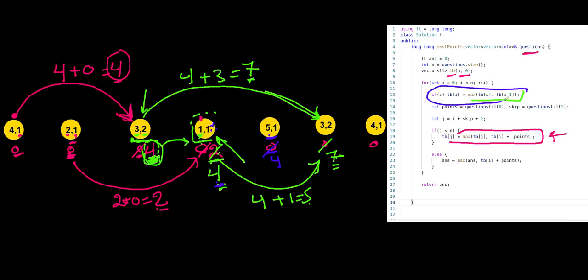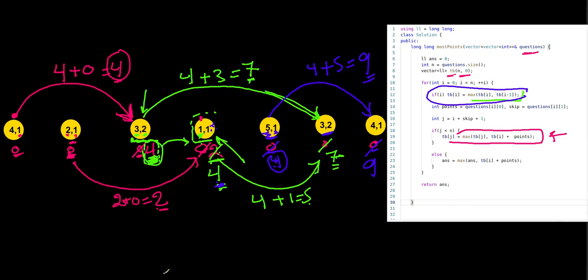What we are doing in this statement. So 4 points, can reach this question with 4 points, and if we want to answer it, 4 plus 5 is 9, and skip one question. So 4 plus 5 equal 9. Now 9 is greater than 0, so we update this to 9.